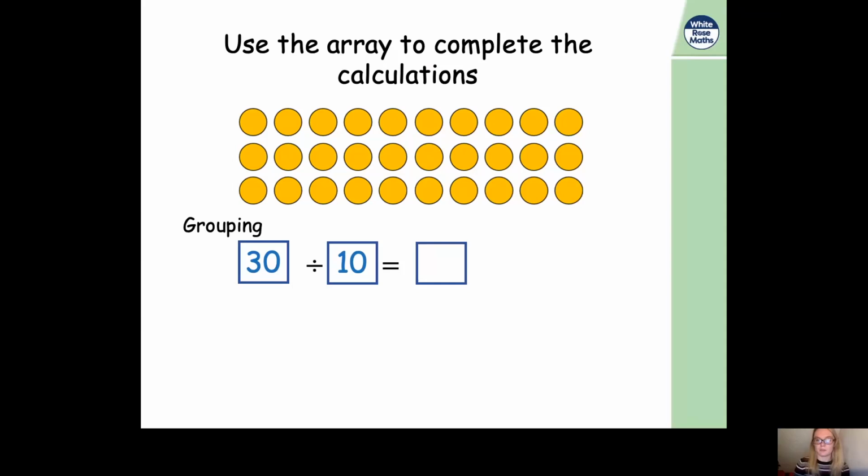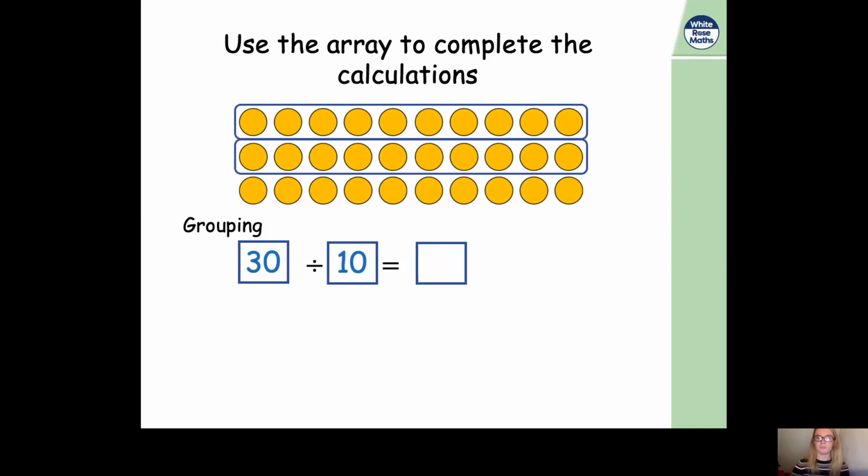Now, I want to find out, after my equal sign, how many groups I can make when I have 30 counters and I put them into groups of 10. Well, shall we find out? There's one group of 10 and another and another. So how many groups of 10 have I made with the 30 counters? Yes, I've made 3 groups, haven't I?